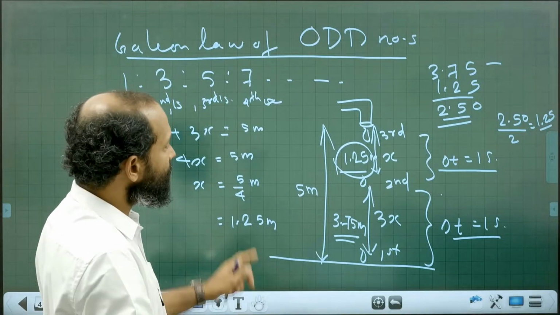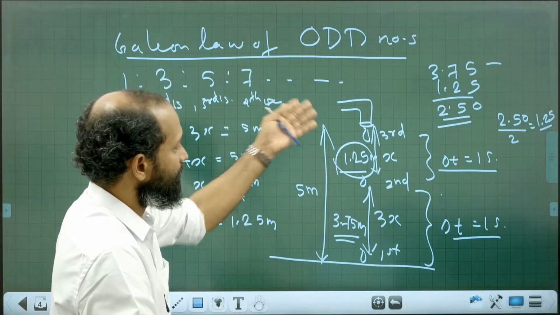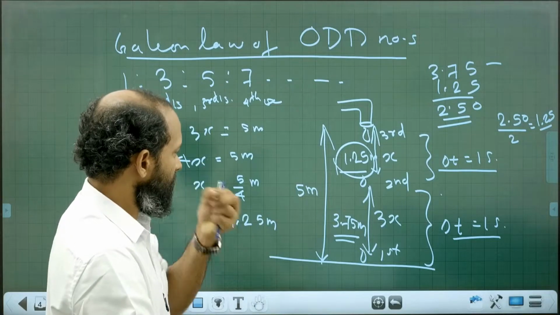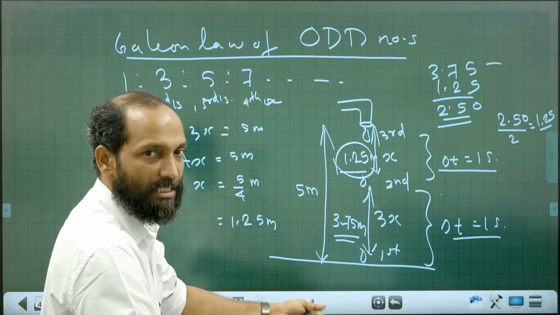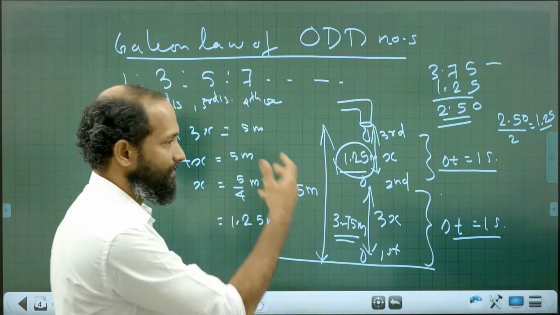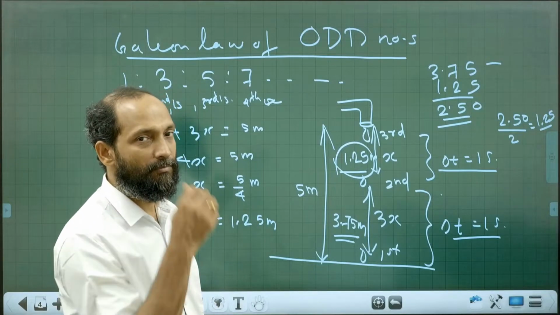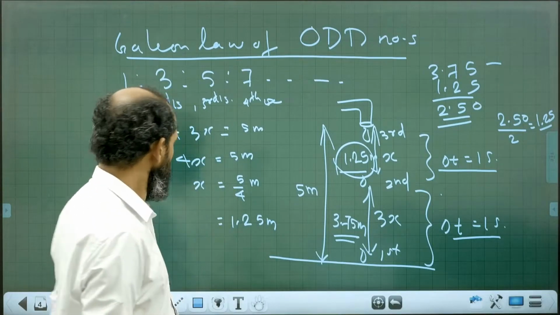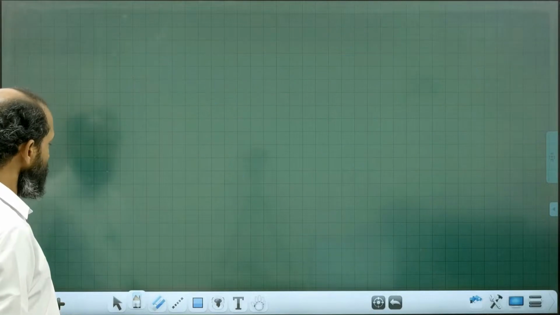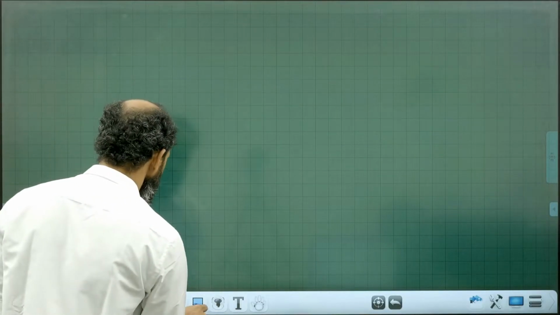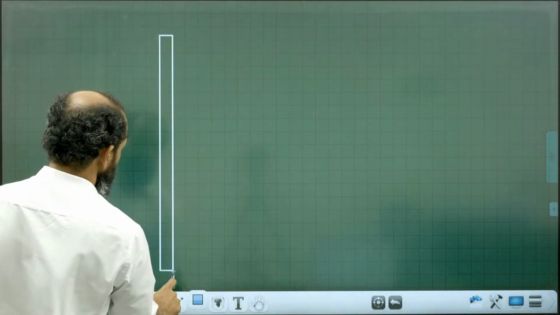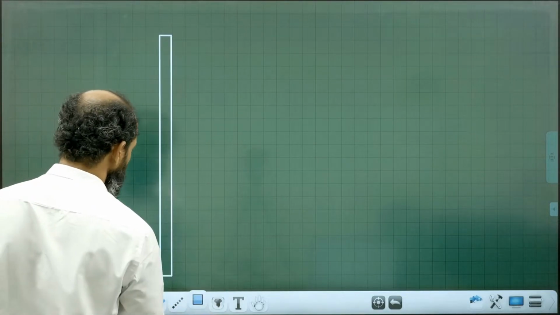Okay, based on this one, last year's mains question was this. This can be extended to 5 or 7 or whatever number of droplets. Any freely falling bodies, you can apply this. Similar types of questions are also asked.